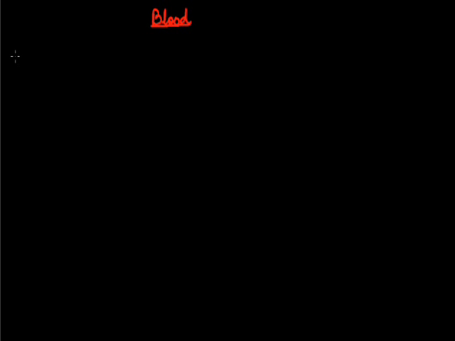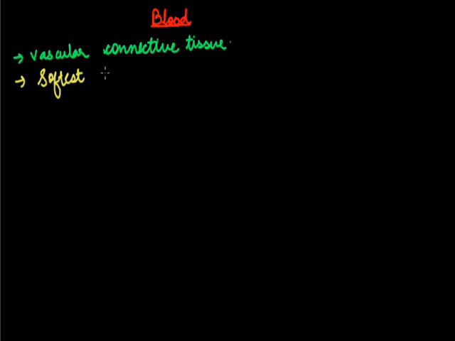Blood is a vascular connective tissue. It is a vascular connective tissue. It is the softest connective tissue.